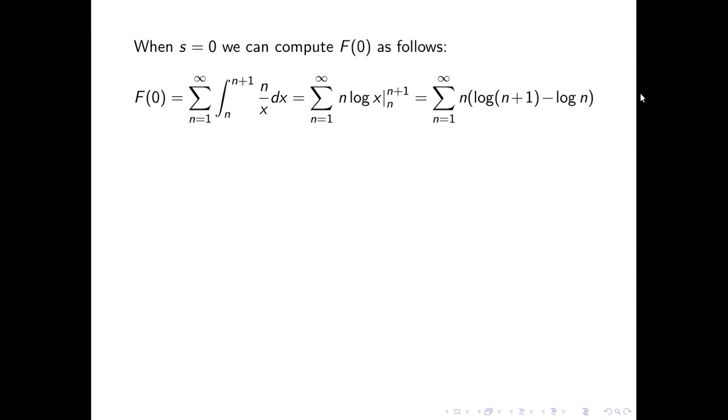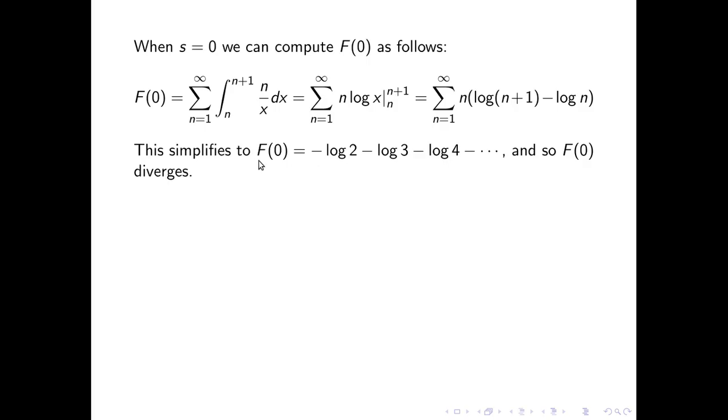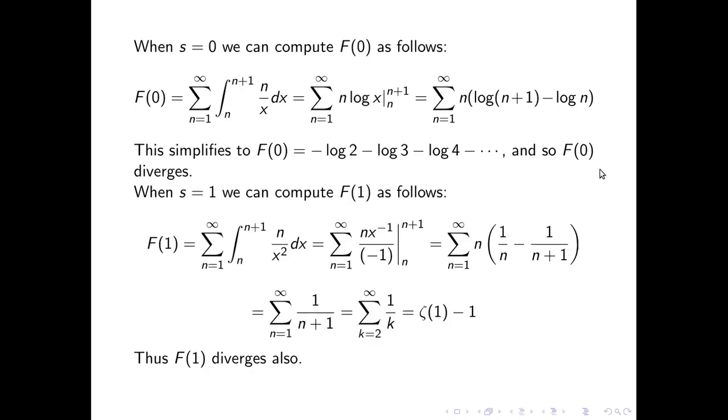Now we consider the values of s equals 0, 1, and 2. For f of 0, the denominator is just x, and the integral is log x, which we evaluate from n to n plus 1. We get this series which telescopes into f of 0 equals minus log 2 minus log 3 minus log 4 and so on. And so it's easy to see that f of 0 diverges.